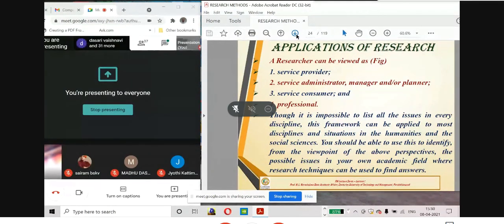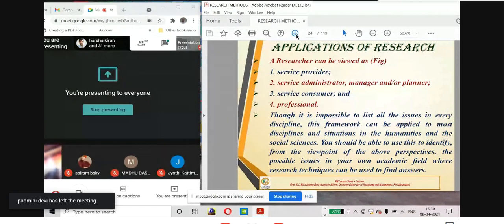Now, you are a researcher. So, you find yourself as a researcher, but someone will look at you from a different perspective. There are applications of research, so a researcher can be viewed in any manner. A researcher can be viewed as a service provider. So I look at you as a researcher, and I expect some service from you. Then a researcher can be viewed as a service administrator, manager, and a planner.